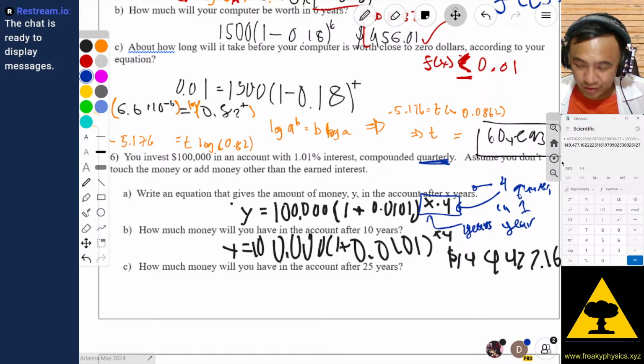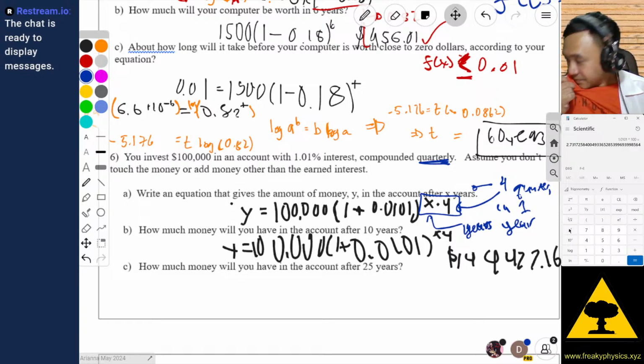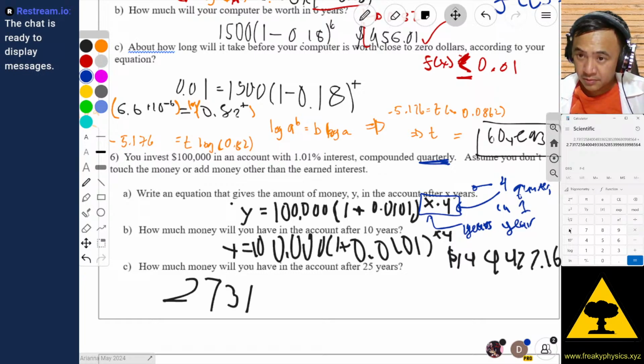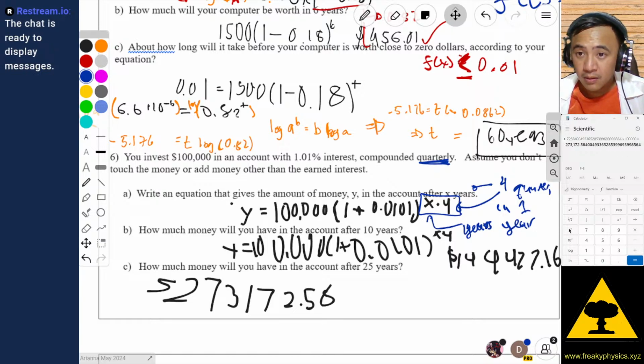Next one. How about 25 years? I'll just replace the 10 with a 25. 25 becomes 7, 3, 1, 7, 2.58. Correct. So both are correct.